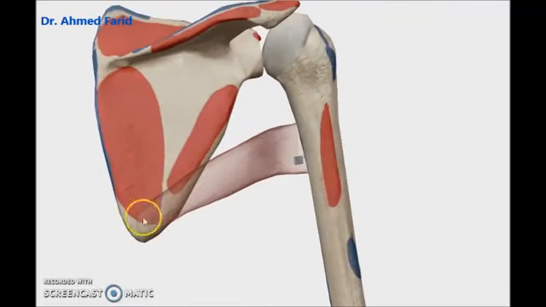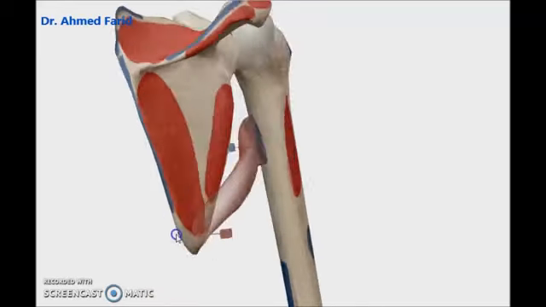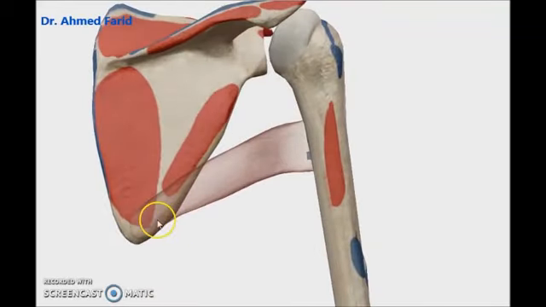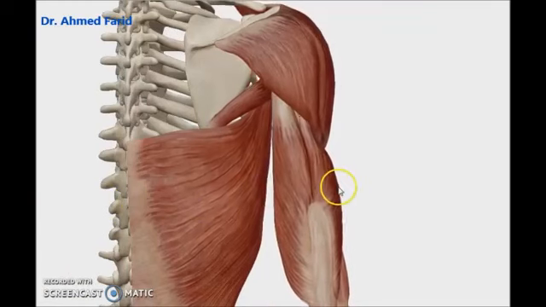So teres major has a common feature with latissimus dorsi. What is this common feature? It's coming from behind and is inserted anteriorly in the humerus. So, if you want to apply the rule, the teres major is coming from posterior to anterior, so it will perform extension of the humerus at the shoulder joint. And because it's inserted anteriorly in the humerus, it will perform medial rotation of the humerus at the shoulder joint. And let's remember the extension of the humerus at the shoulder joint in this video.